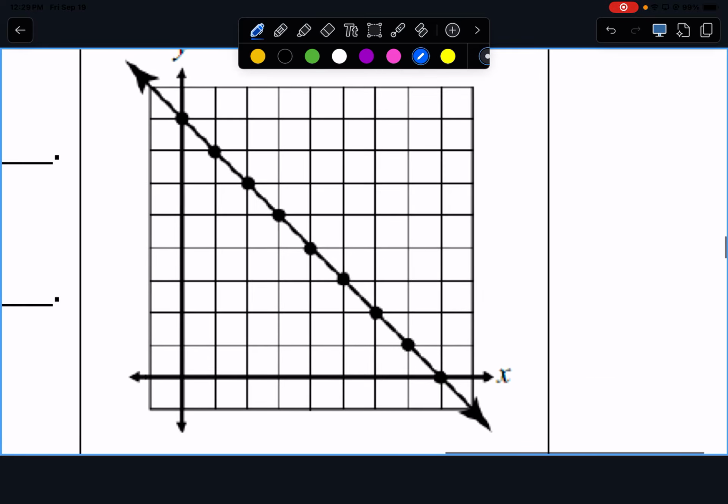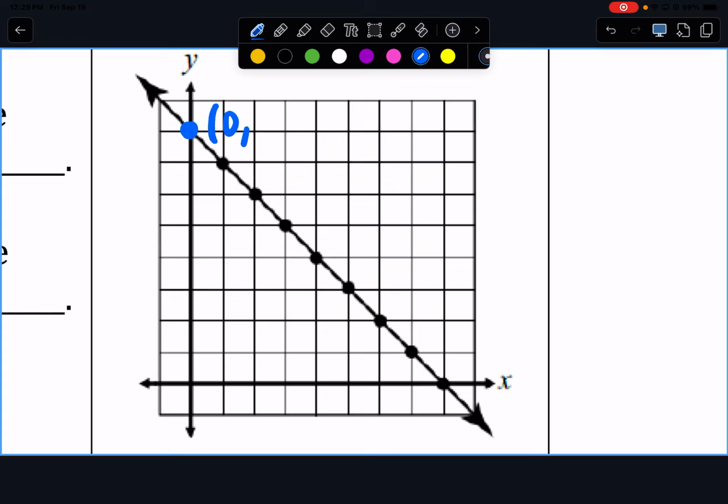1, 2, 3, 4, 5, 6. It's 8. How would I write the point, though? 0, 8. The Y-intercept is at 0, 8.